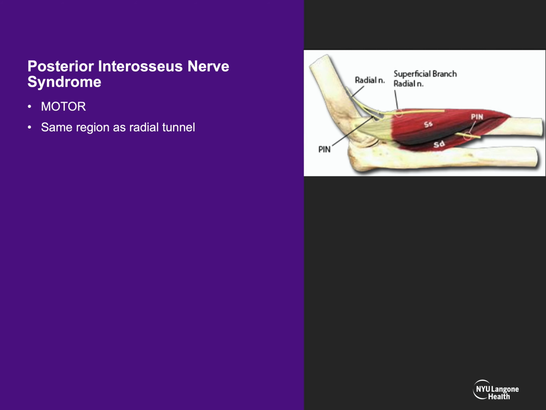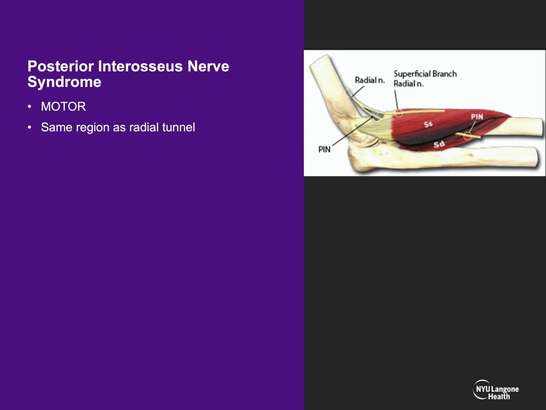So posterior interosseous nerve syndrome is motor. It's predominantly motor. It is a motor diagnosis. So these are the patients that come in with a wrist drop. Actually, wrist drop won't give PIN syndrome. You don't see wrist drop in PIN syndrome. Why don't you see wrist drop in PIN syndrome?